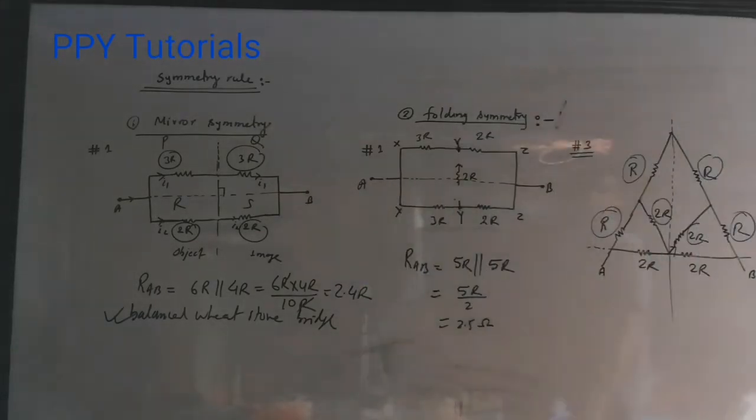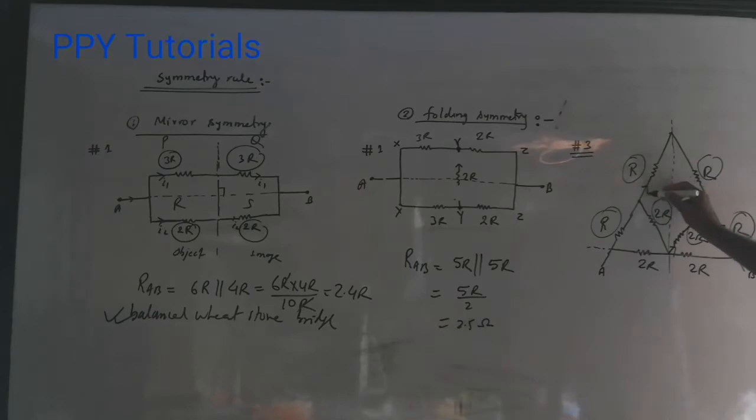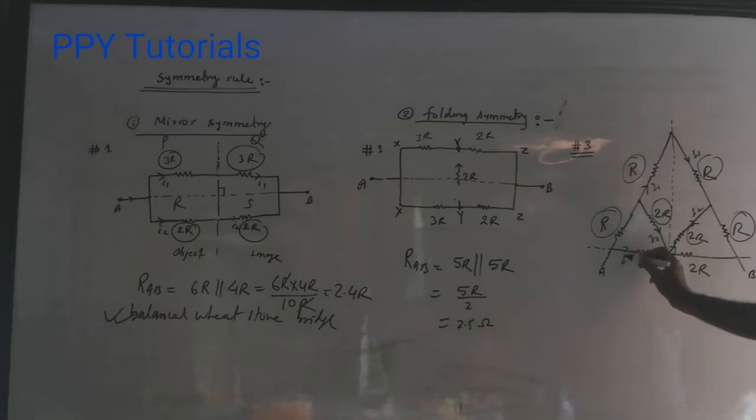And if you use the mirror symmetry, then there is nothing left in this question. Let's see. If current you suppose here is I1, then here will be also I1. If I suppose current here I2, then here will be also current I2. If I suppose current here I3, then here will be also I3.